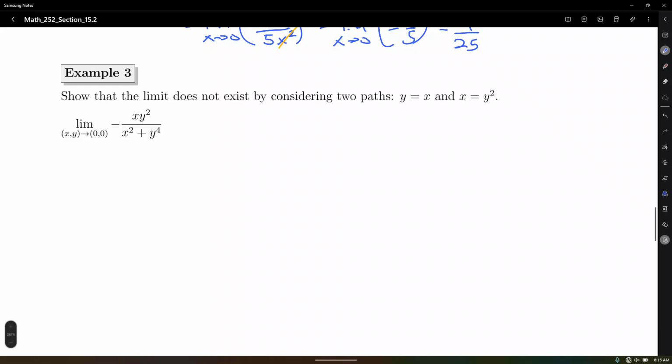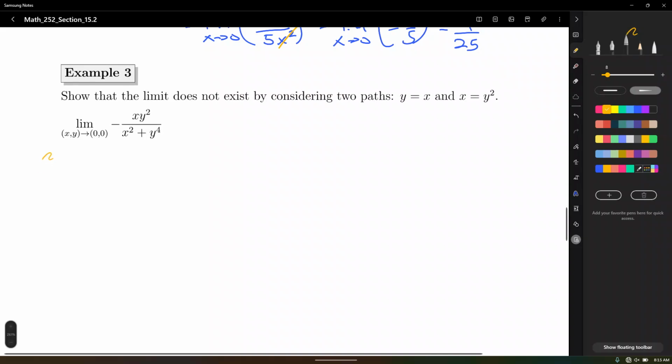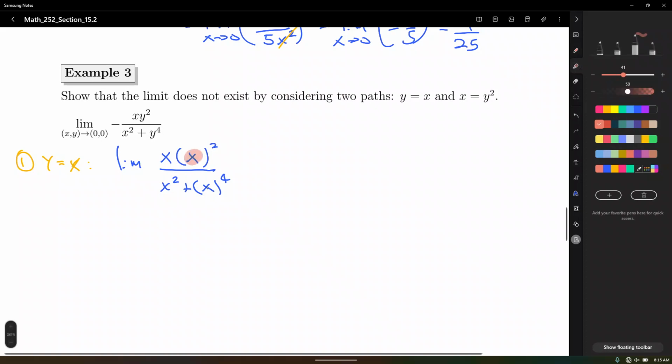So that is, number one, along y equals x, that's path number one. In the limit, I will replace every instance of y with an x. So that is x times y, which is x, over x squared plus x to the fourth. And I'm going to highlight the x we are replacing this with. This is x because of this path.